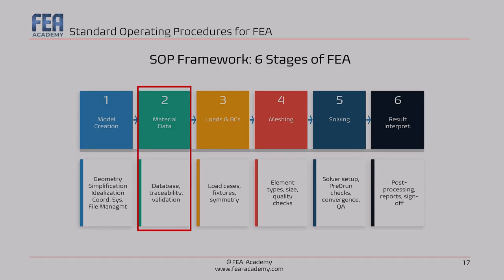The material data. The material properties you assign define the stiffness, the strength, the failure behavior your model will predict. This is also one of the least controlled stages in most organizations. Material code copied from an old model. I see that every time. Properties used outside their validated range, or even the sources undocumented, okay?